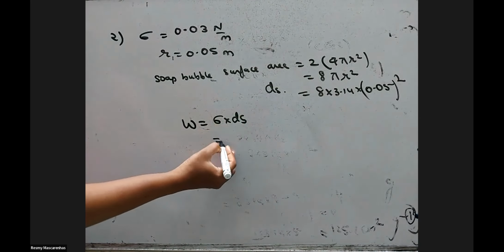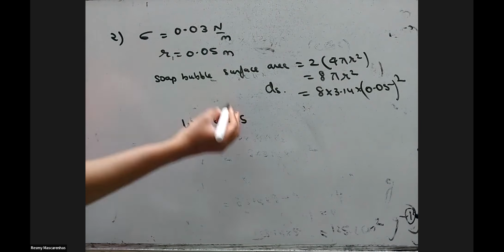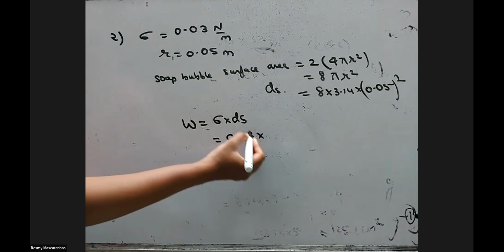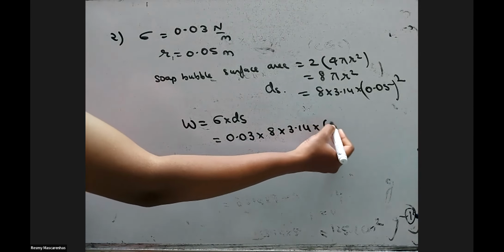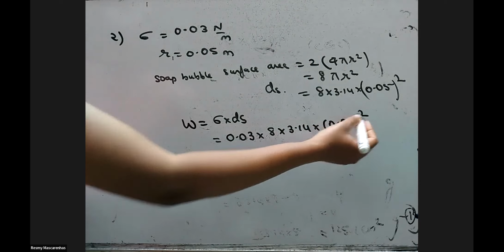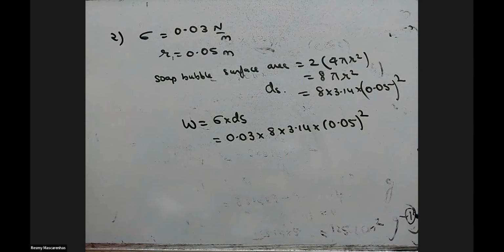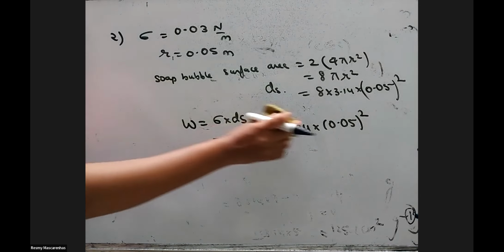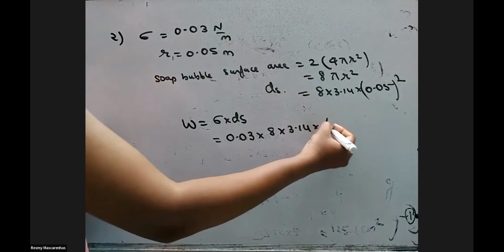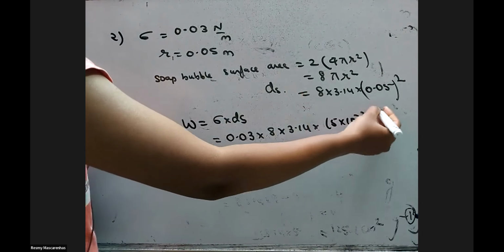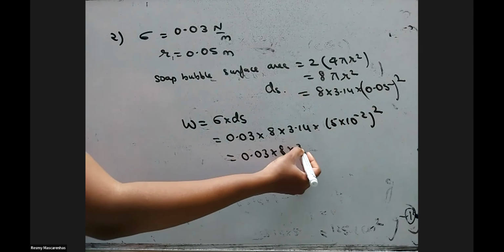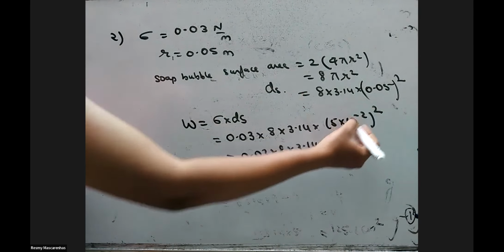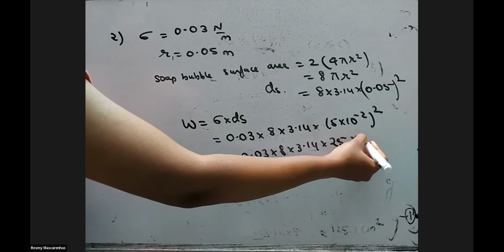So directly you can substitute now because there is nothing else to calculate. This is 0.03 and ds is this 8 into 3.14. You can use it like this also. 5 into 10 raised to minus 2 the whole square. 5 square is 25 into 10 raised to minus 4.